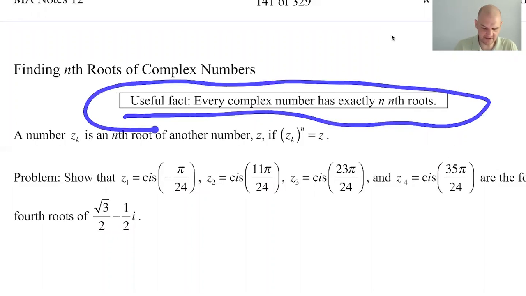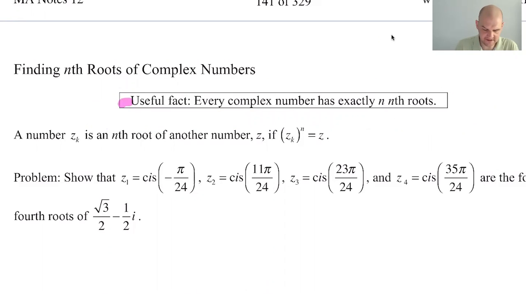So this fact is important: every complex number has exactly n nth roots. So you have 7 7th roots, you have 12 12th roots, you have 55 55th roots. That was a hard one. And what that means is that if you're talking about the 10 10th roots, each of the 10th roots, if you raise them to the 10th power, will give you the original number.